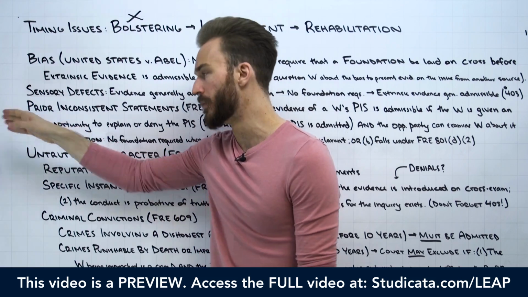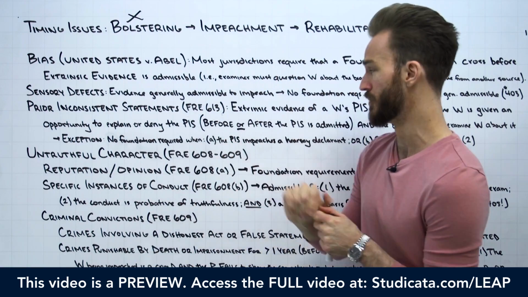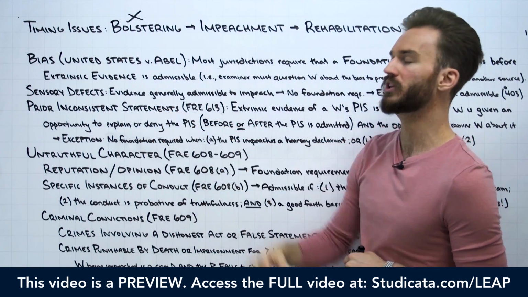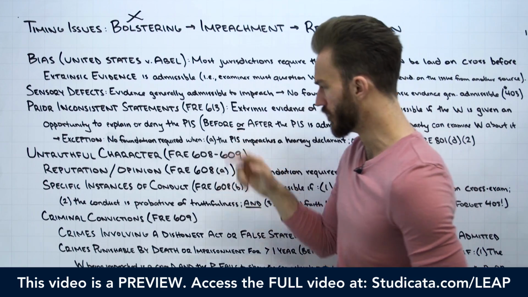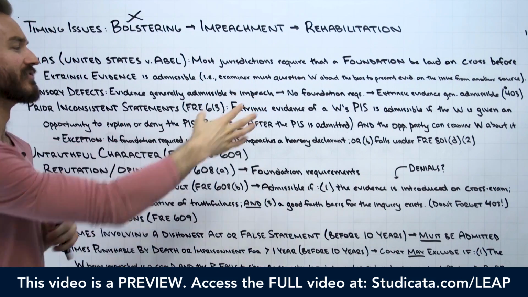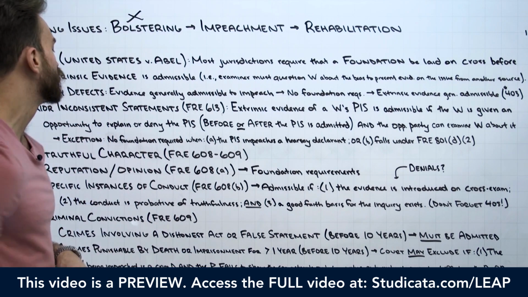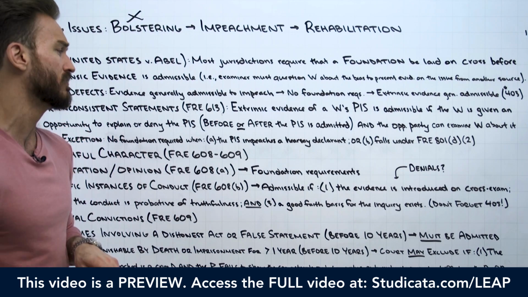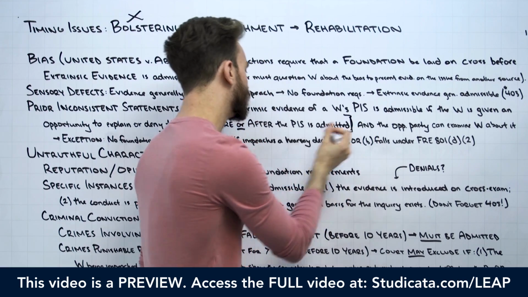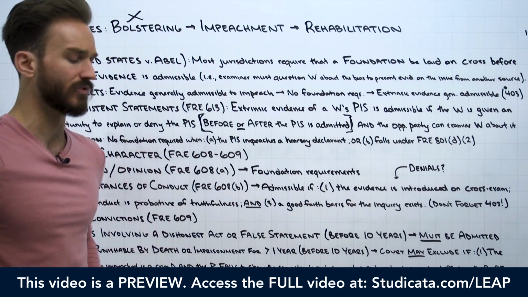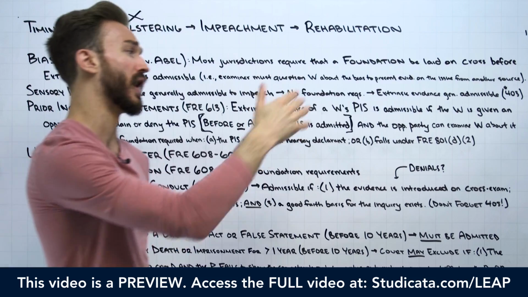And again, the first thing we want to think about with prior inconsistent statements is what is the source. Is this extrinsic or not extrinsic evidence, right? Because with prior inconsistent statements, we do have a foundation requirement to bring in extrinsic evidence, with a little nuance, so we can talk about it. Extrinsic evidence of a witness's prior inconsistent statement is admissible if the witness is given an opportunity to explain or deny the prior inconsistent statement before or after the prior inconsistent statement is admitted, right? This is a very key nuance to Rule 613. So remember, here we're going to require that a foundation be laid to bring in extrinsic evidence of a witness's prior inconsistent statement.